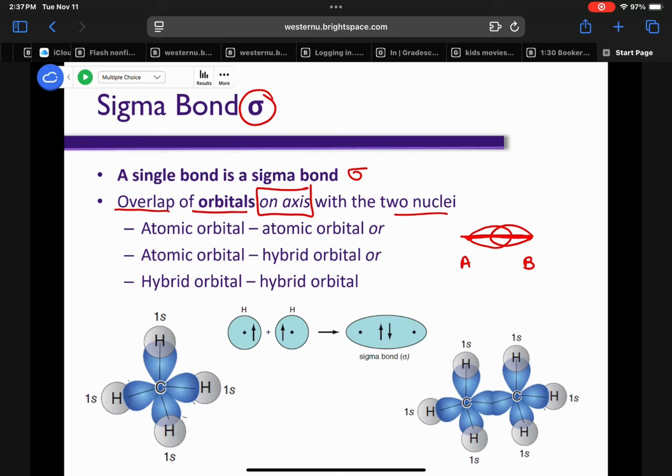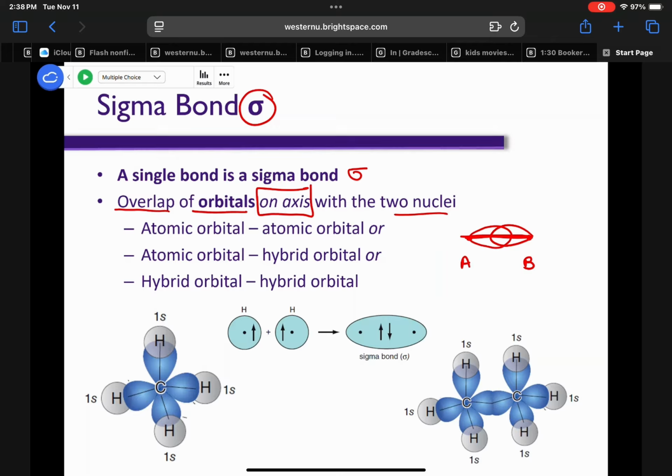Now we could have an overlap of an atomic orbital with an atomic orbital. So I brought my little red balls. If this was a hydrogen 1s orbital, and this is a second atom of hydrogen with a 1s orbital, we bring these into close proximity. The 1s orbital and the 1s orbital overlap, and they can form a sigma bond. If we imagine the nucleus in the middle of each of these, the overlap is occurring between the two nuclei. So this is a sigma bond.